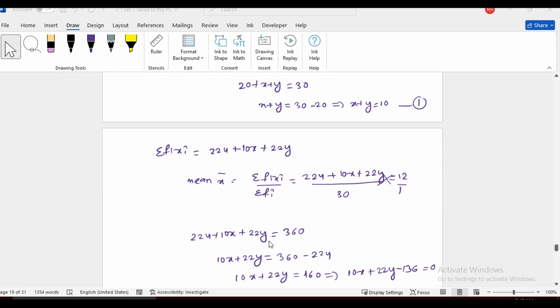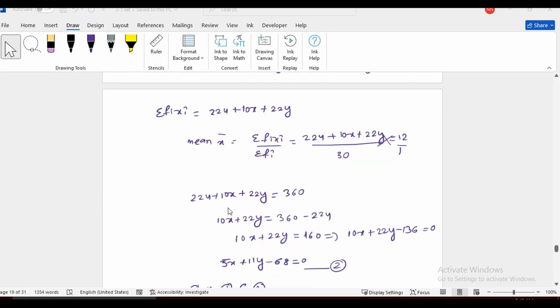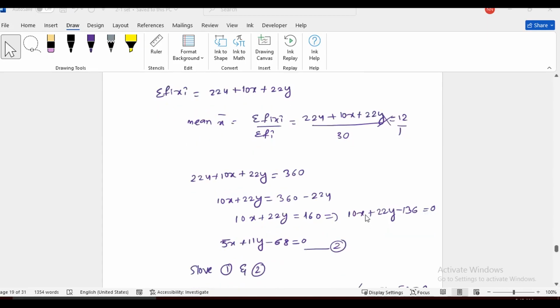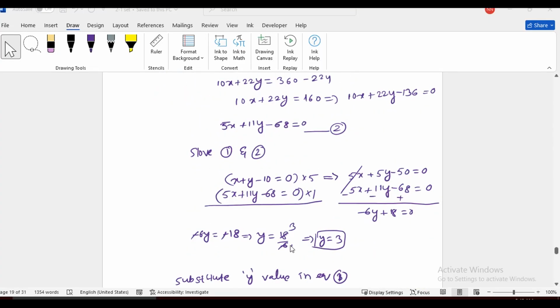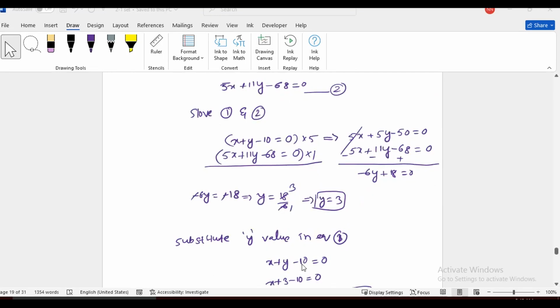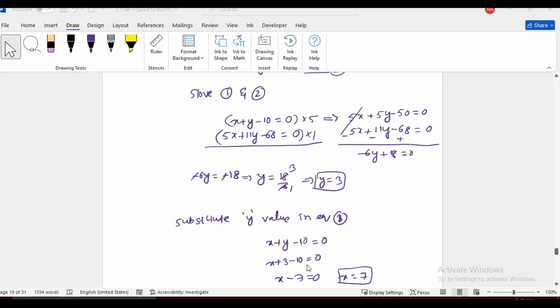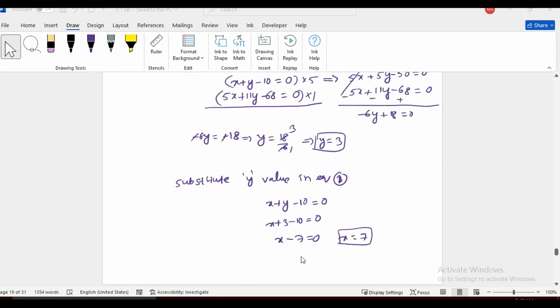Here 224 plus 10x plus 22y is equal to 360. Here 10x plus 22y is equal to 360 minus 224. Here 10x plus 22y is equal to 136, so 10x plus 22y minus 136 is equal to 0. Take the common 2 here, you get 5x plus 11y minus 68 is equal to 0. Solve 1 and 2. If you solve 1 and 2, you get y is equal to 3, and substitute the y value in equation 1, that is x plus y minus 10 is equal to 0. x plus 3 minus 10 is equal to 0. x minus 7 is equal to 0. x value is 7 and y value is 3.